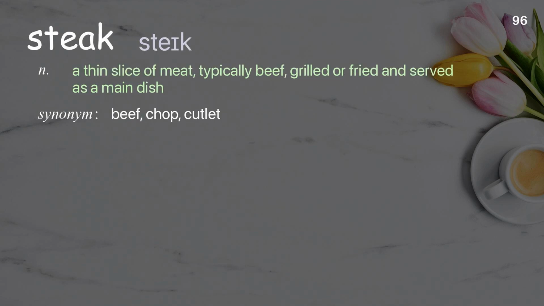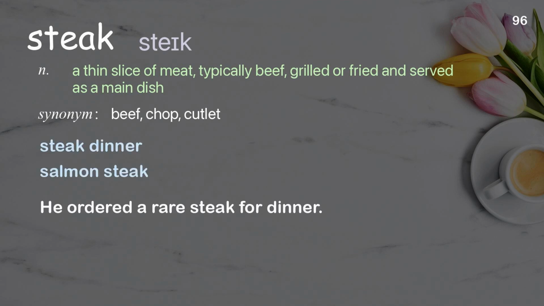Steak. A thin slice of meat, typically beef, grilled or fried and served as a main dish. Examples: Steak dinner. Salmon steak. He ordered a rare steak for dinner.